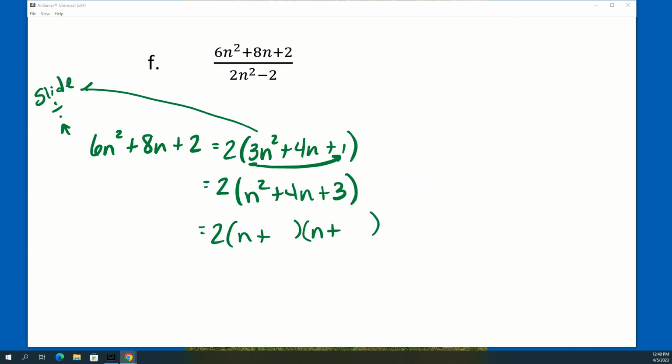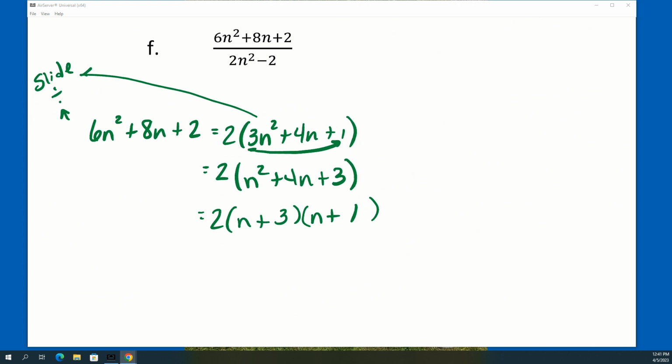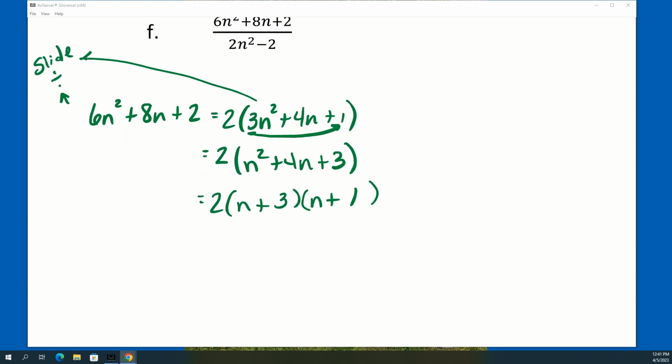So signs are the same, both pluses. I want to multiply to get 3 and add to get 4. That has to be 3 and 1. There is nothing else that multiplies to give you 3. All right, then we'll go back and divide by the 3 that we originally did the slide step with. If it will divide, I'll go ahead and divide. If it won't, then I'm going to do bottoms up.